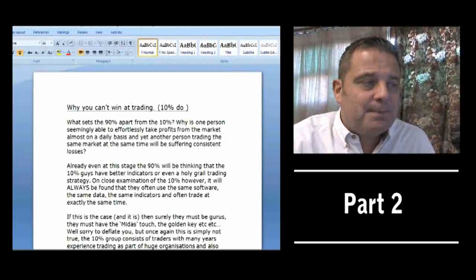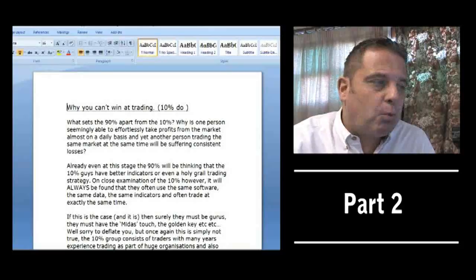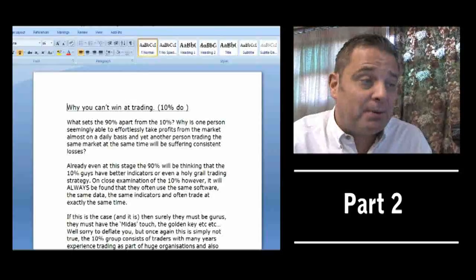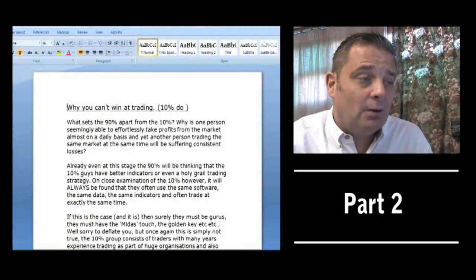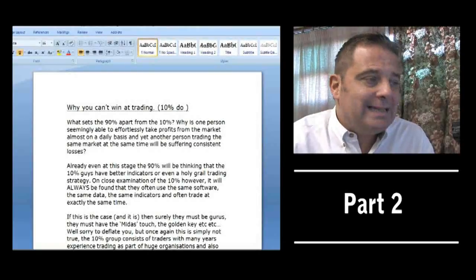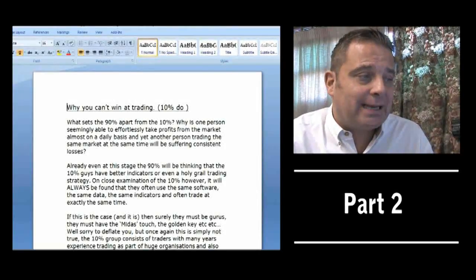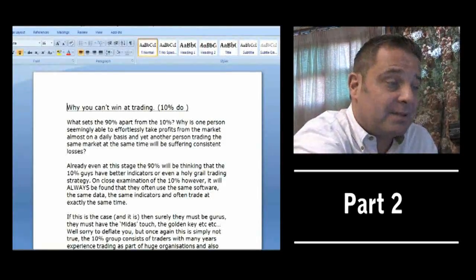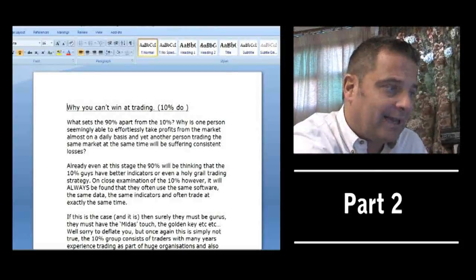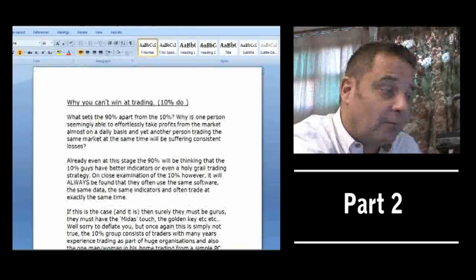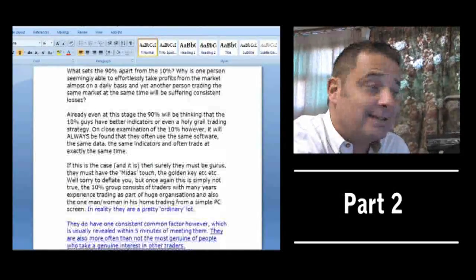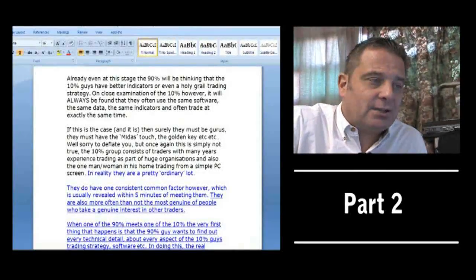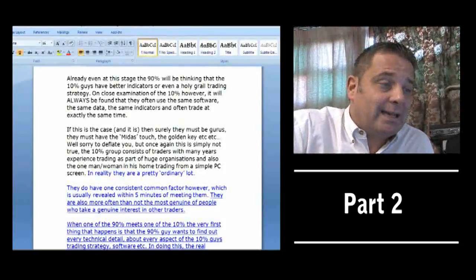What sets the 90% apart from the 10%? Why is one person seemingly able to effortlessly take profits from the market almost on a daily basis, and yet another person trading the same market at the same time will be suffering consistent losses? Already, even at this stage, the 90% will be thinking that the 10% guys have better indicators or even a holy grail trading strategy. On close examination of the 10%, however, it will always be found that they often use the same software, the same data, the same indicators, and often trade at exactly the same time. If this is the case, and it is, then surely they must be gurus. They must have the Midas touch, the golden key. Well, sorry to deflate you, but once again, this is simply not true.